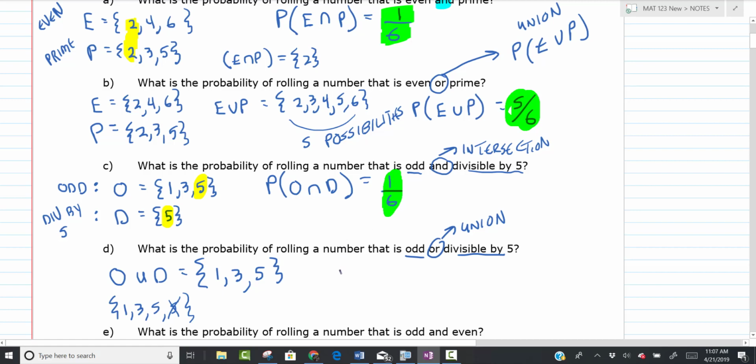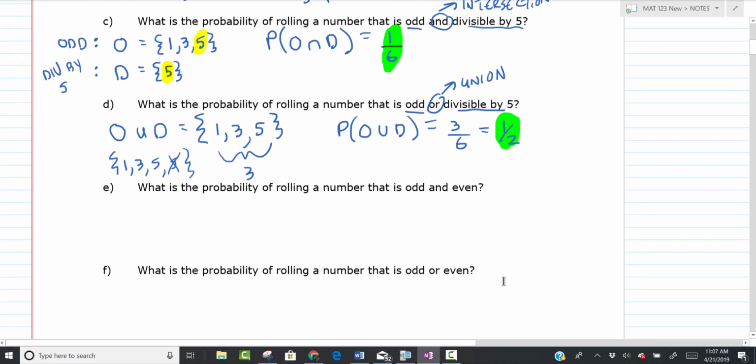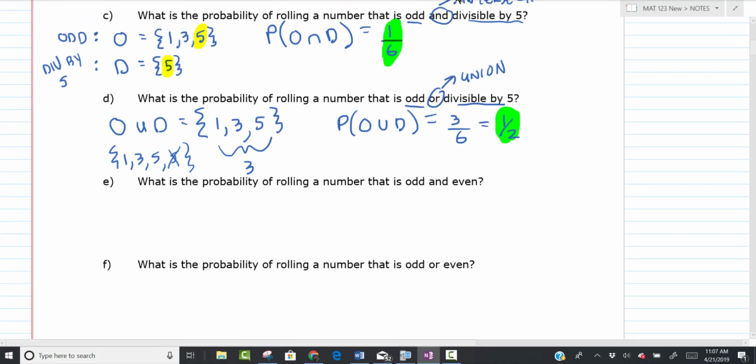So that means that the probability of getting an odd union divisible by 5, well, there's 3 ways this can happen. So it's 3 out of 6. That fraction would reduce to 1/2. So that is a 1/2 probability. All right. Next thing is down here, these next two problems, last two on this page. This says, what is the probability of rolling a number that's even and odd?